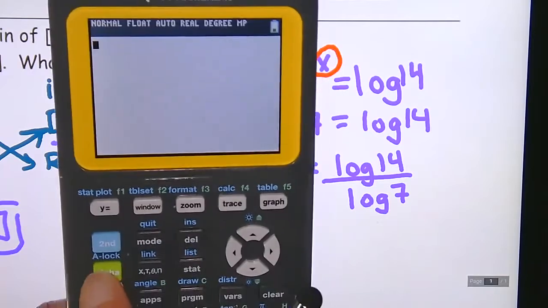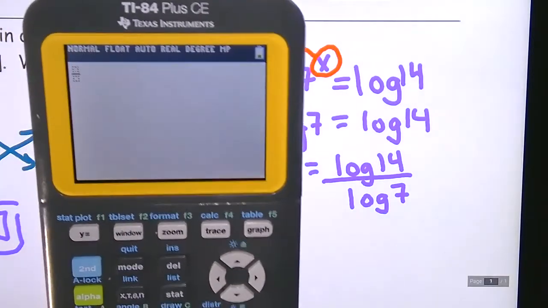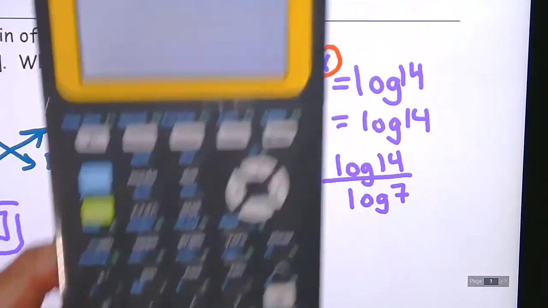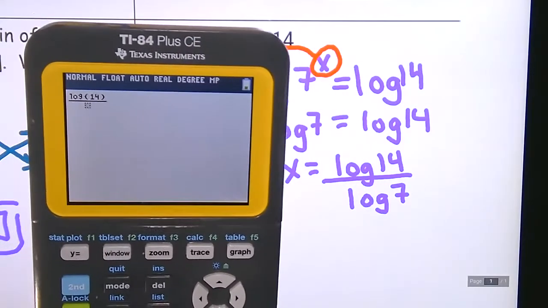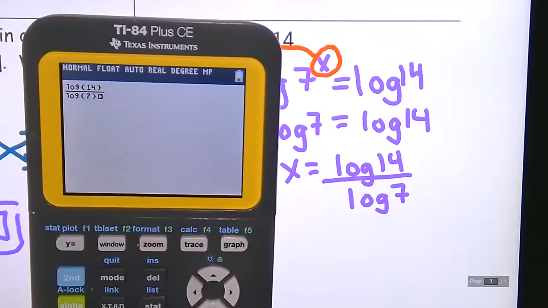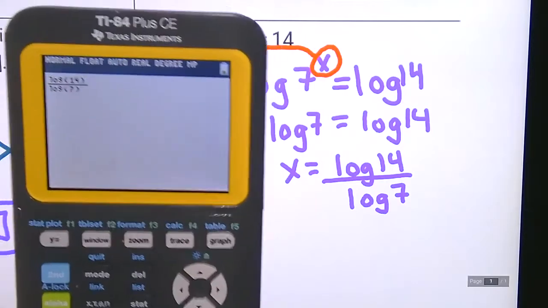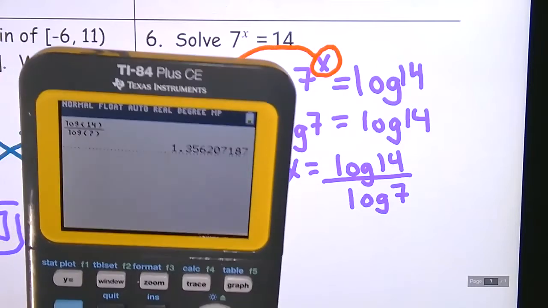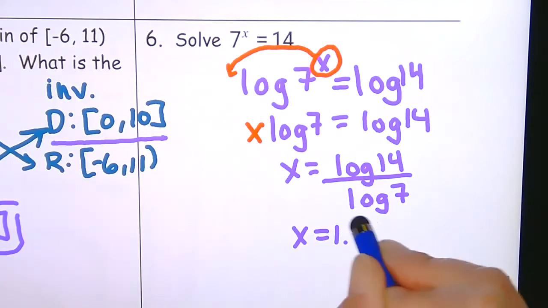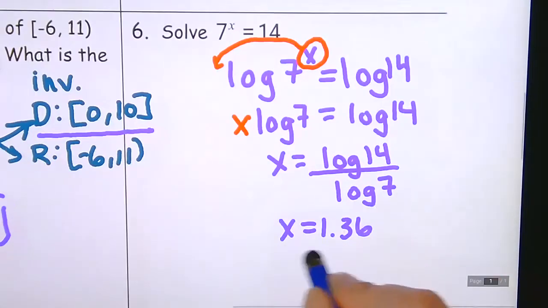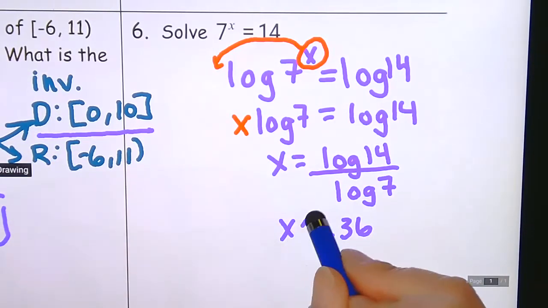Okay. And I'll put this in my calculator. I'm going to do it as a fraction, so I'm going to do alpha y equal. And I'm going to do log. There's my log button right here. Log 14 over log 7. And I should be getting something in between 1 and 2. Okay, and I get 1.36, let's say. So 1.36 is my answer. And again, this is an approximation, so I should probably give squiggly equals.